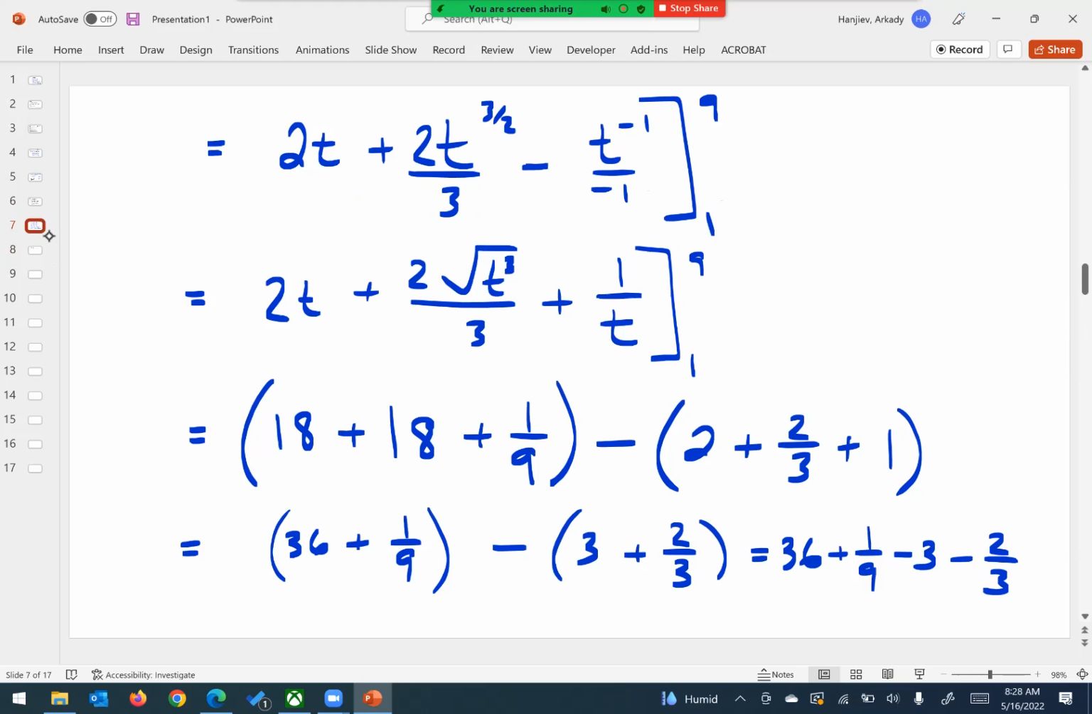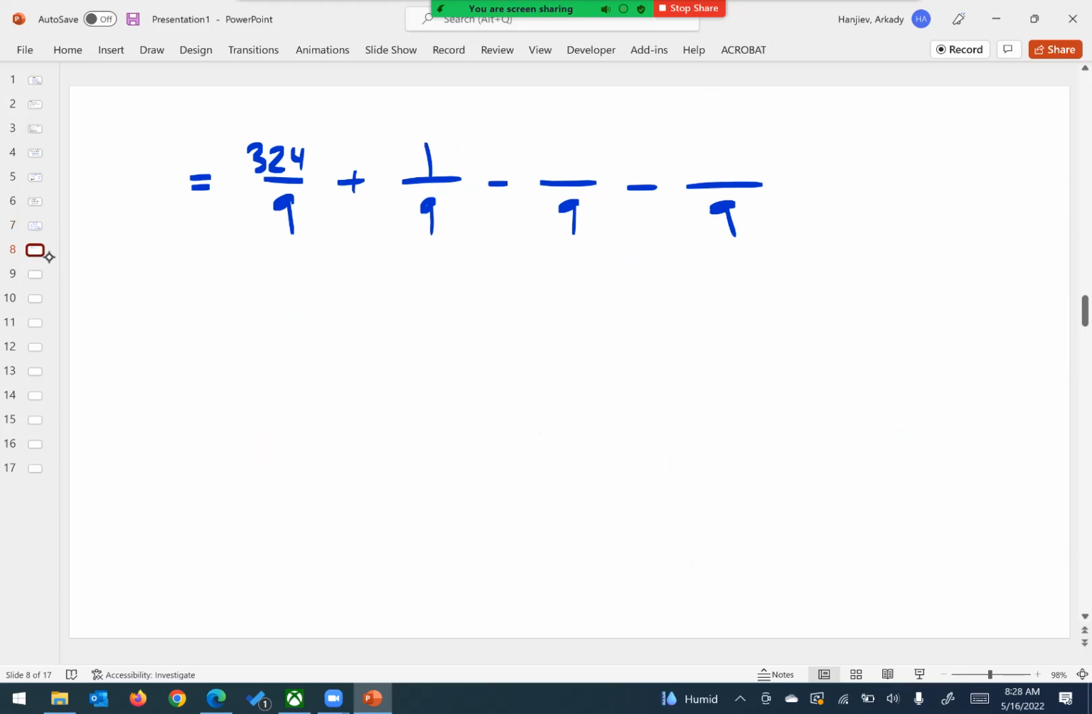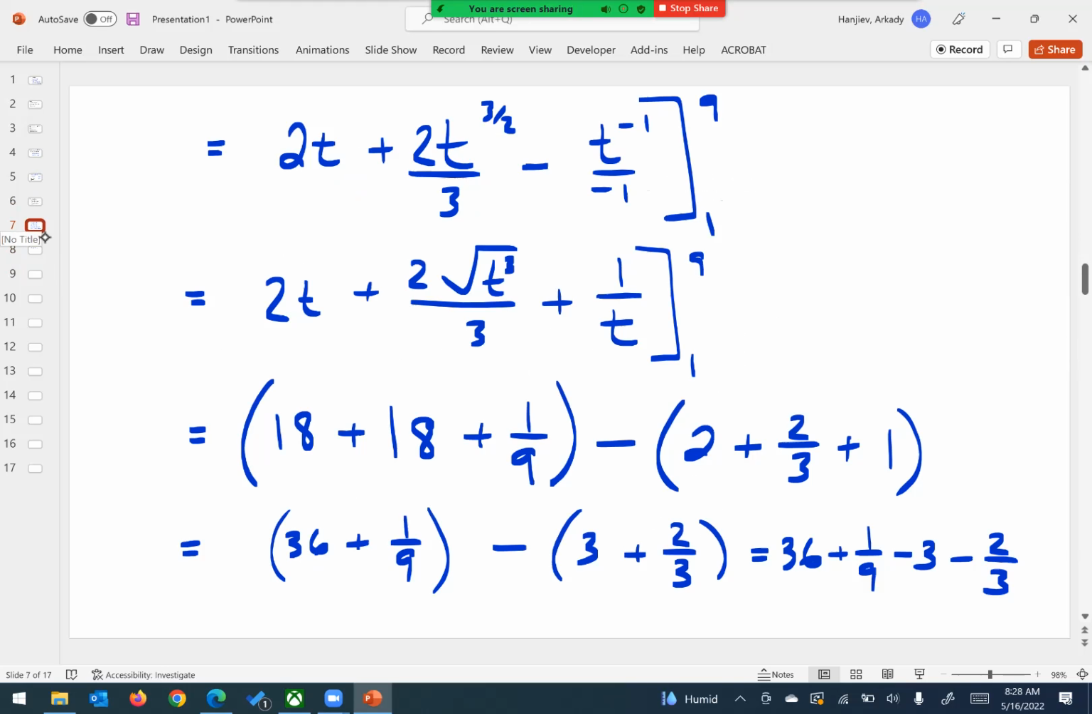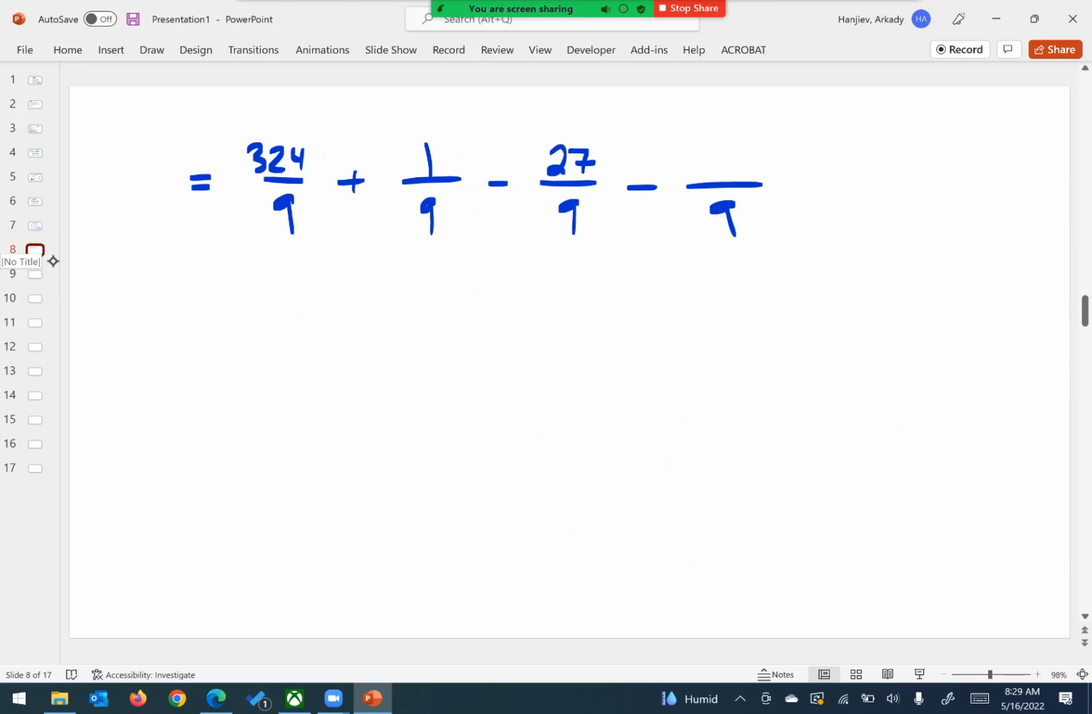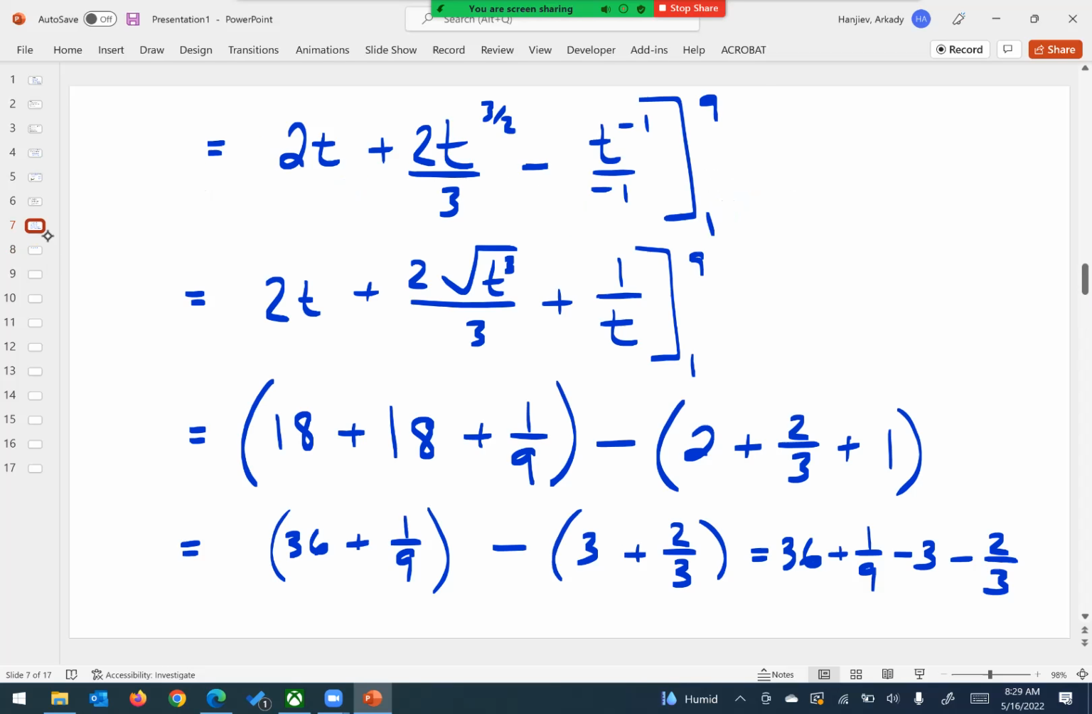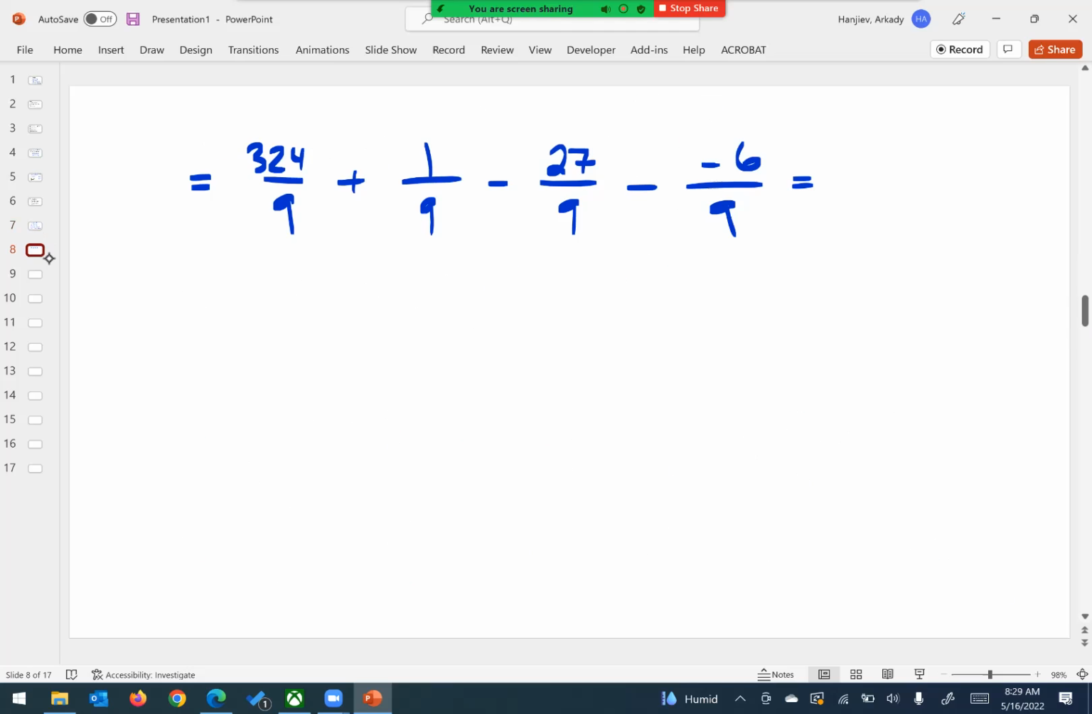I got a 27 here. Is that right? 27 for that. And times 3 will be a 6. Okay, and then all yours to add those guys up. 324 plus 1 more, minus 27 minus 6. Hold on one second, I wrote down a negative 6 and now it's just a 6. All right, give that to me. What do you guys say?